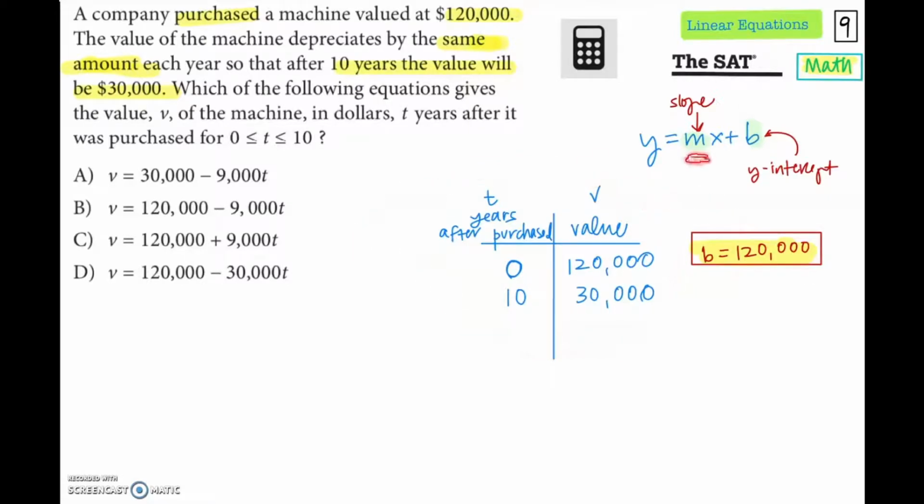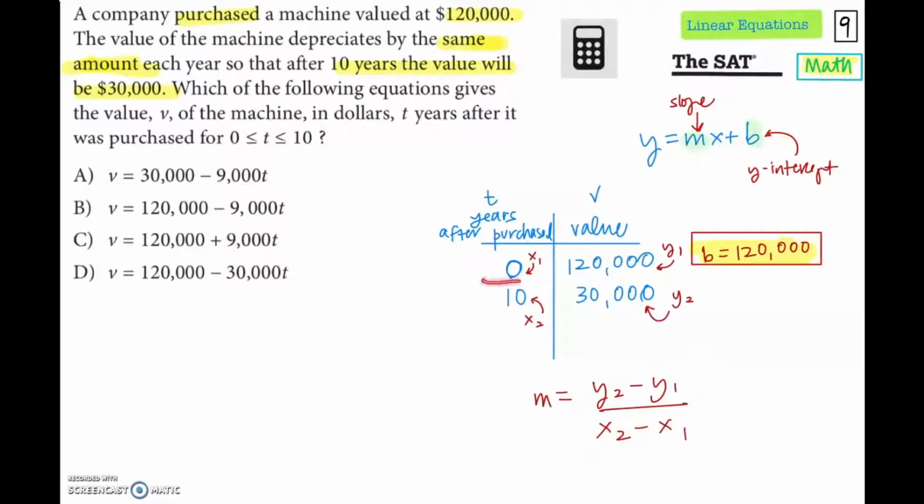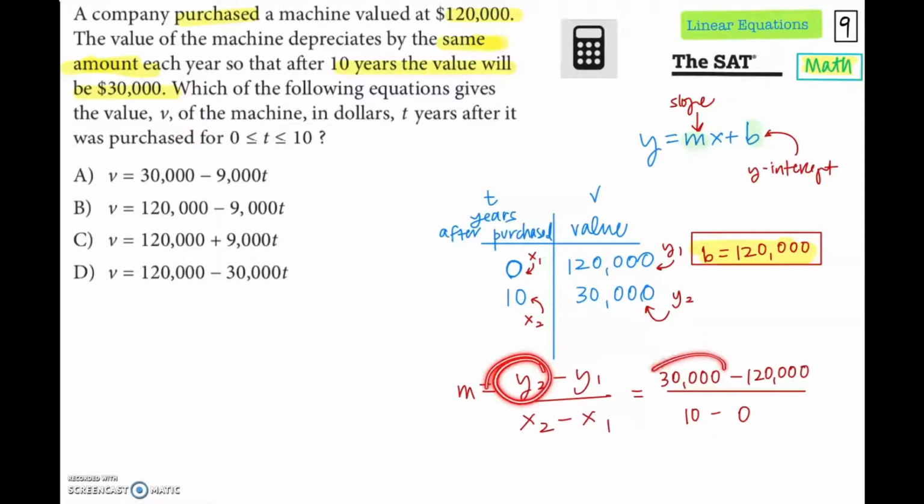Okay, next we're going to go find the slope, and we'll use our formula for slope. This is the usual formula for slope. It's used whenever you have two data points in a linear function, and you can find how that function is changing, that constant rate of change. And so these coordinates go together, and this is our x1, y1. And these two coordinates go together, and this is our x2, y2. We're going to plug them into this formula here. So for y2, I've put in 30,000. For y1, I've put in 120,000. x2 is 10, and x1 is 0.